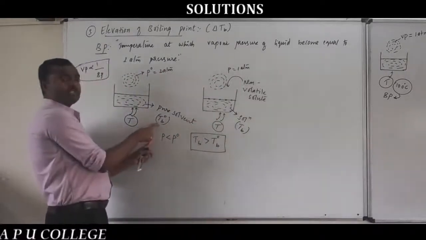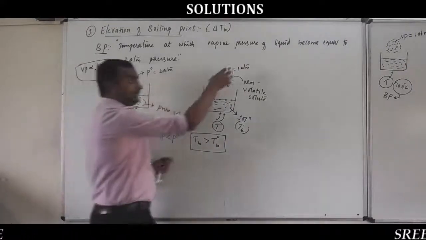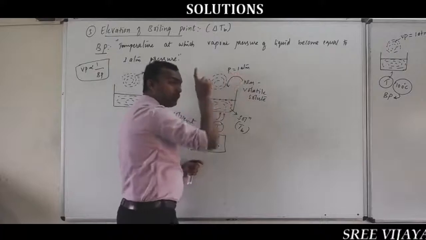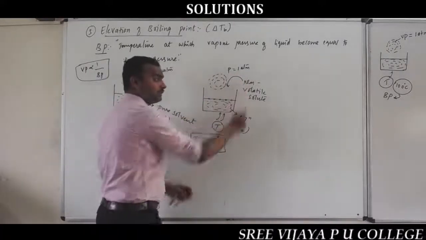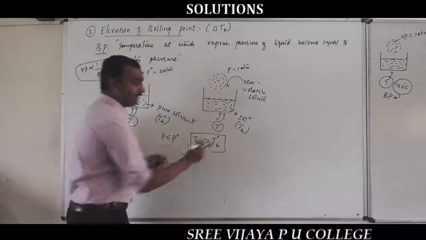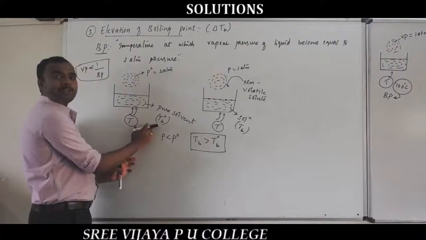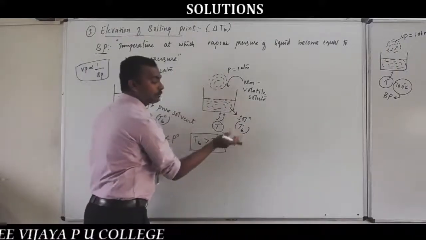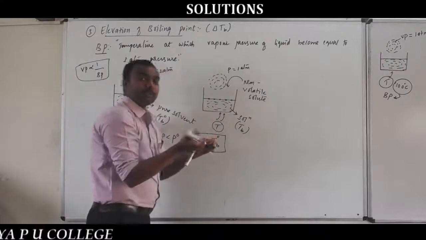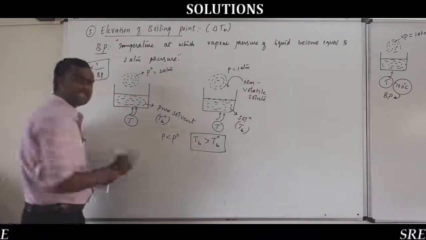Pure solvent boils at T naught B, because its vapor pressure is equal to 1 atmospheric pressure. For the solution to reach 1 atmospheric pressure, we must raise it, because evaporation is lower due to the presence of non-volatile solute. So TB is somewhat higher compared to T naught B. To increase the vapor pressure you have to raise the temperature, so the boiling point must increase. Therefore TB is always greater than T naught B.